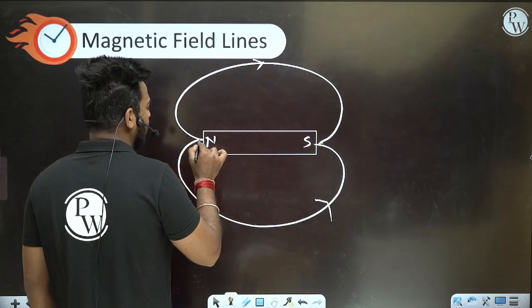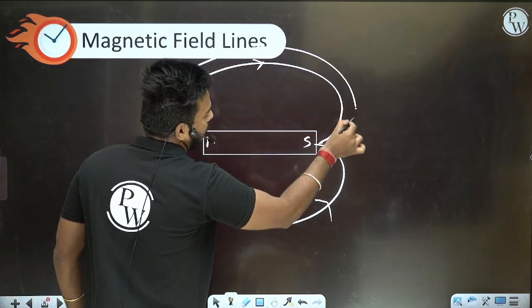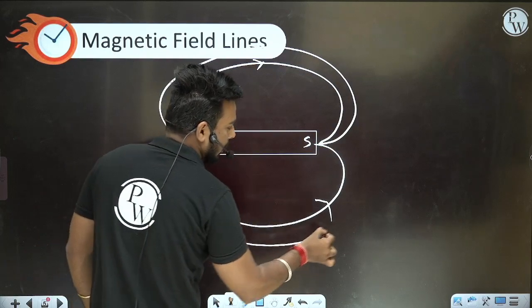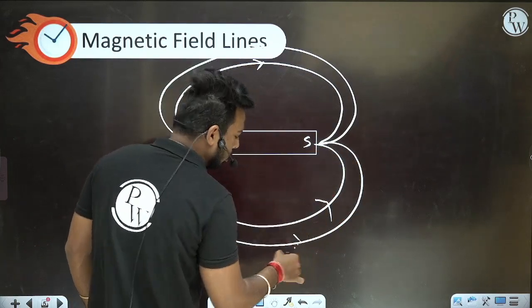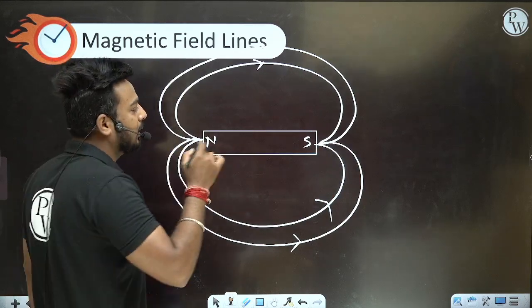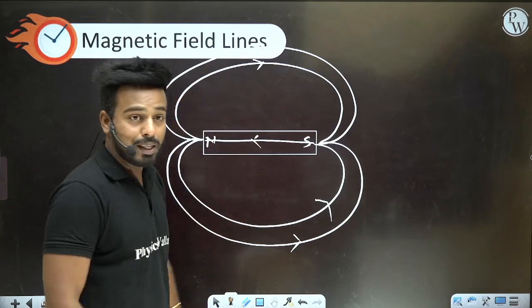So what is the direction of magnetic lines? The direction of magnetic lines is from north to south. What is the direction of magnetic lines? It is from north to south outside the magnet, but inside the magnet it is south to north.